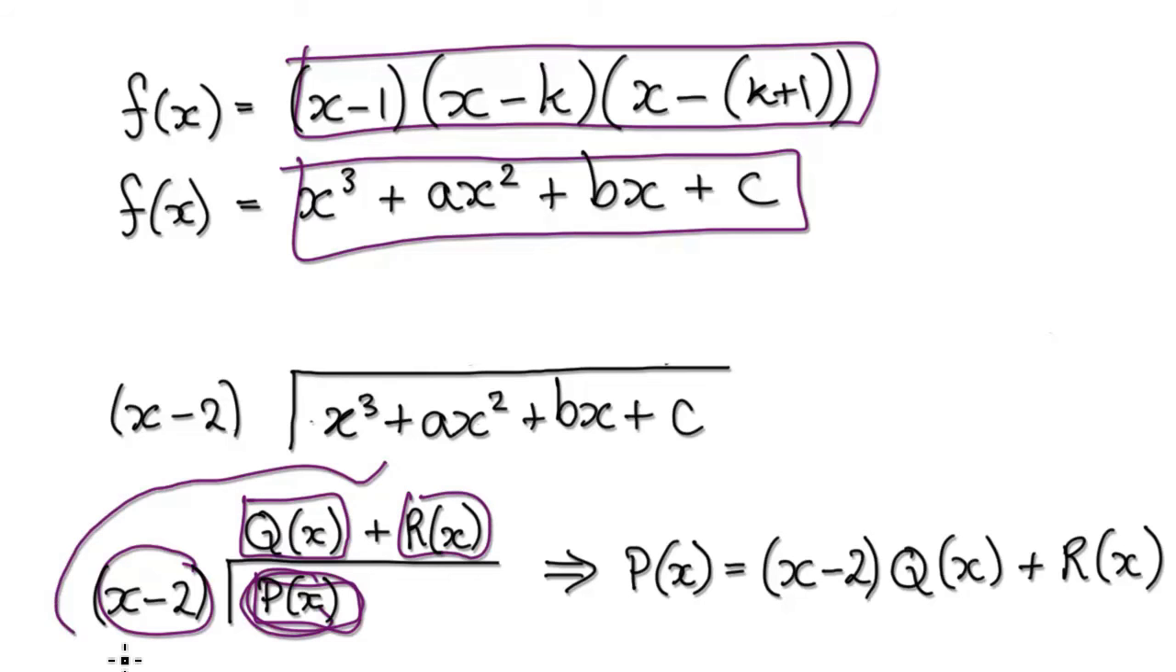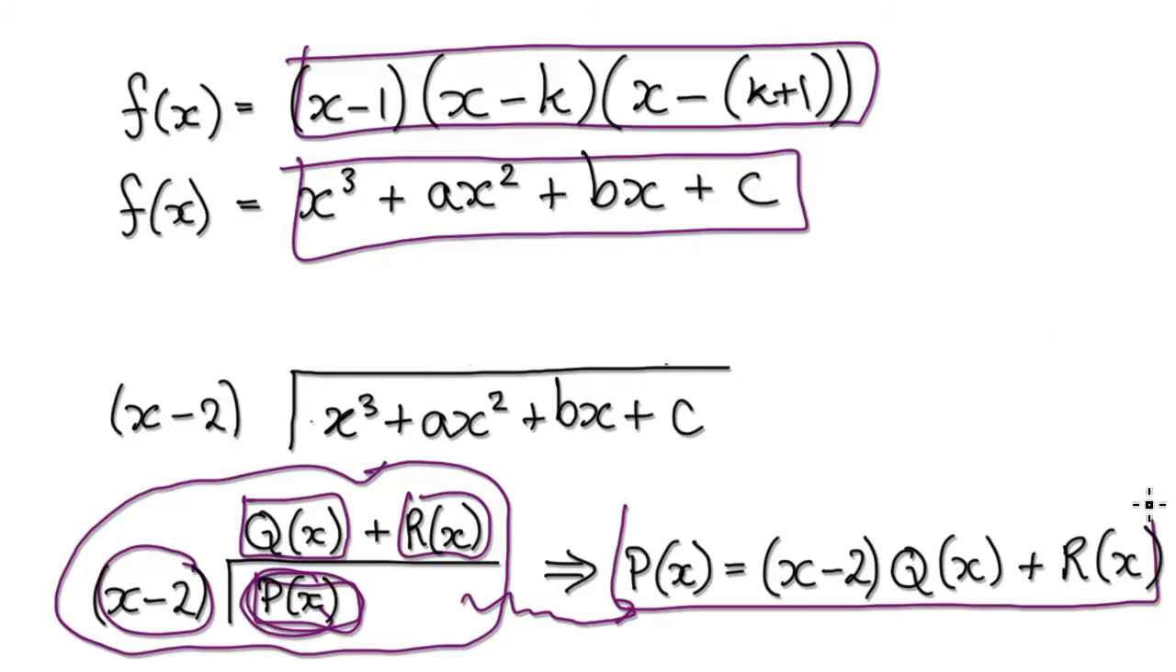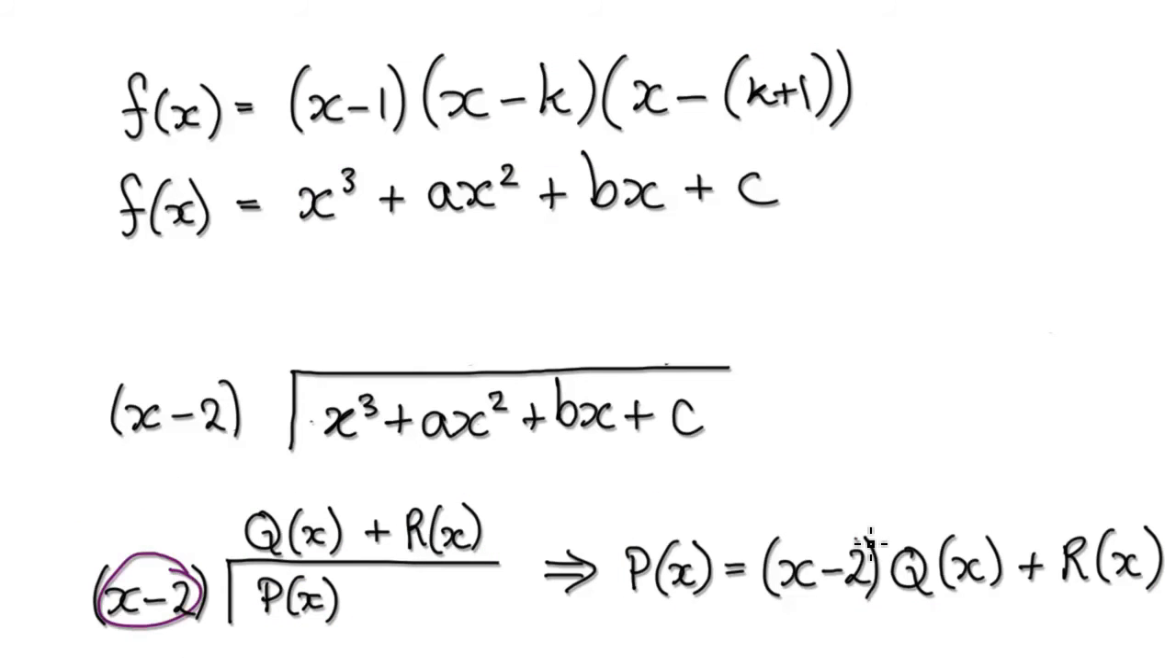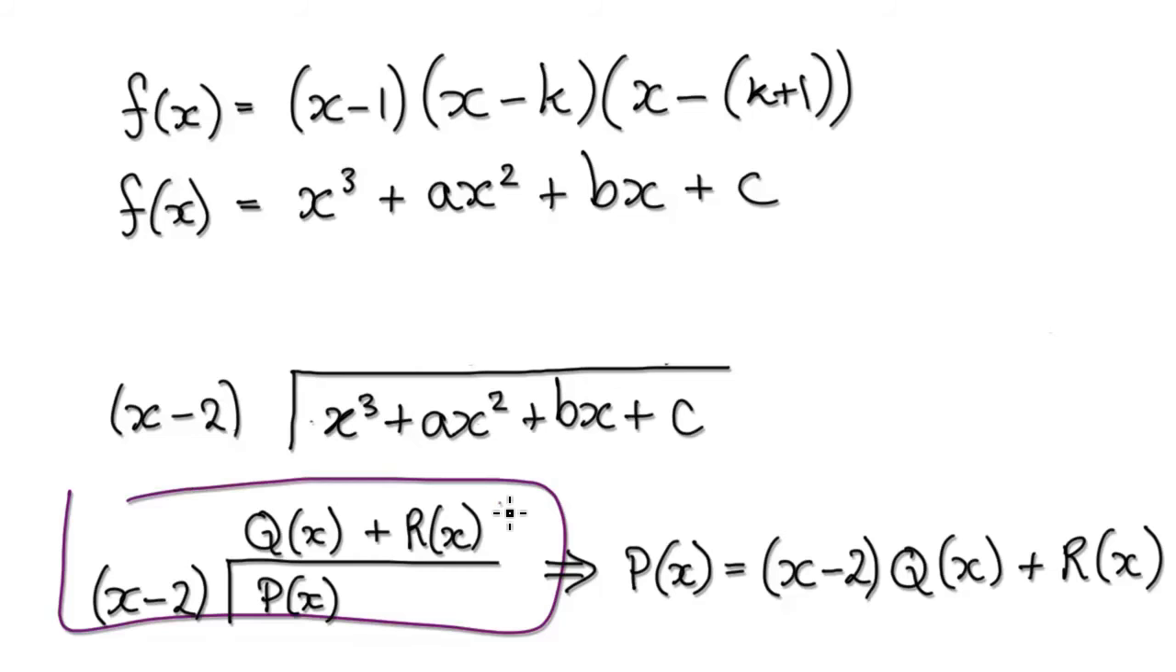If you're in this form, you can automatically rewrite it into this form here. So if you know this is a factor, then you can rewrite it as this times your answer, plus a remainder. So if you're in this form, you can automatically rewrite it into this form.